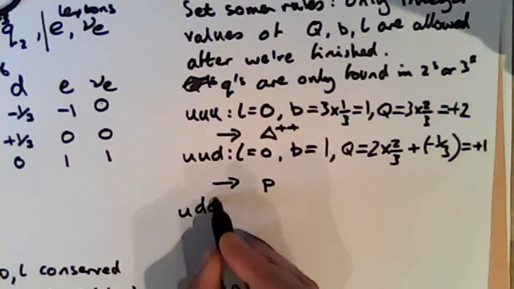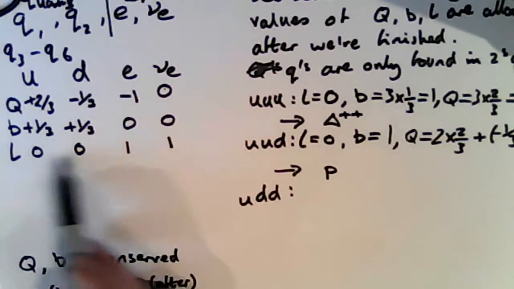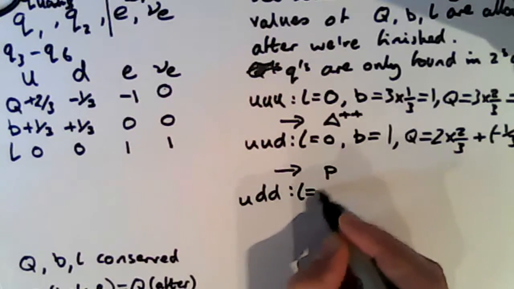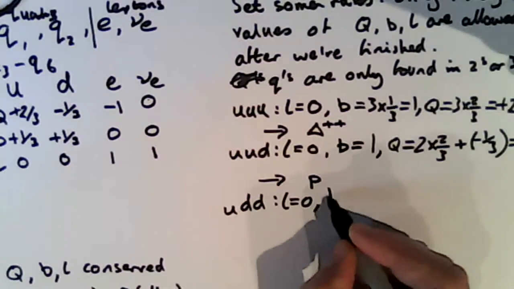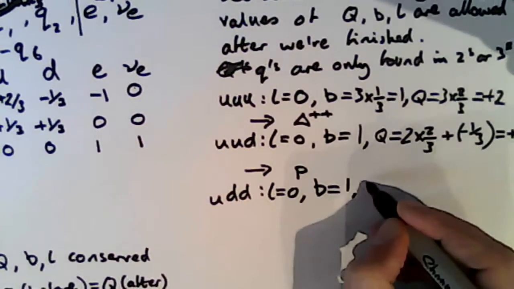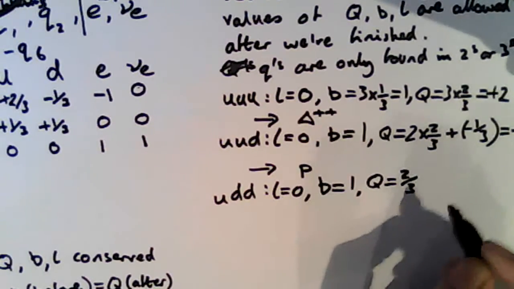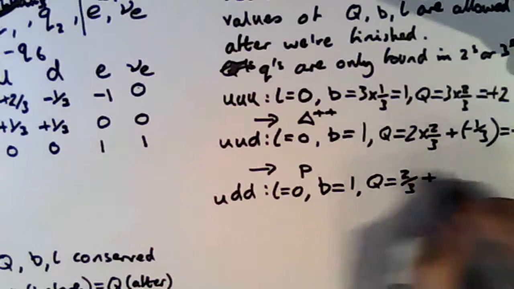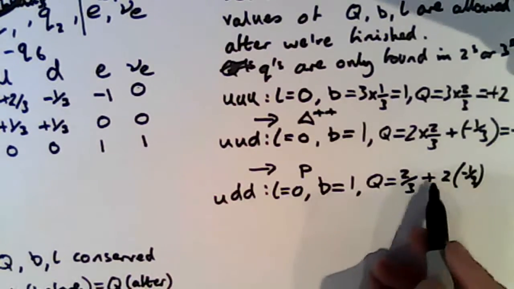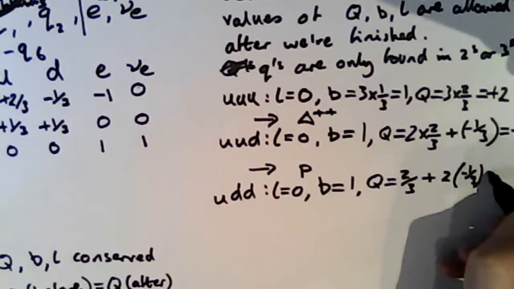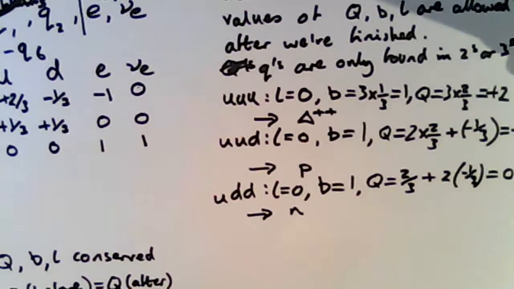Let's consider something similar perhaps, an up, down, down. The up, down, down has a 0 lepton number. It has a baryon number of 1/3 plus 1/3 plus 1/3, so 1. We've got another baryon here. And for the charge, I have 1 times 2/3 for the up quark, and I add to that 2 times minus 1/3. 2/3 minus 2/3 equals 0. This is a neutral particle with a baryon number of 1. It is a neutron.